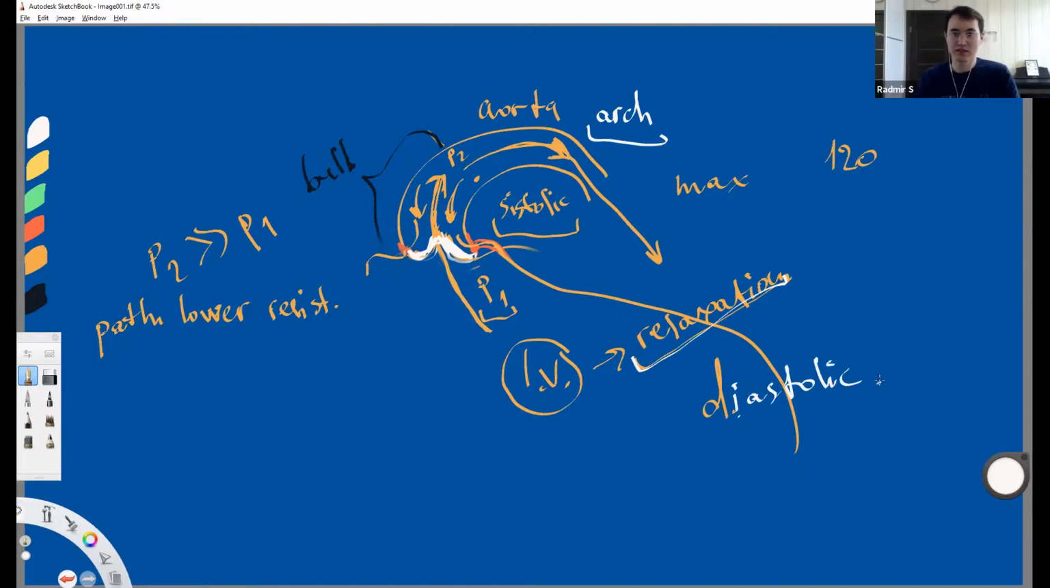Okay, is it clear? Yes, it's much clearer now. Thank you. Nice, you're welcome. So this is the minimum, and let's make it 80 millimeters of mercury.